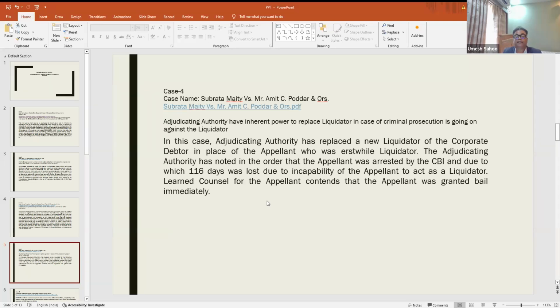Learned counsel for the appellant contended that the appellant was granted bail immediately. The appellant's contention was that he is not proved as an accused. Whatever criminal conspiracy or criminal proceeding has started against him, it is not determined. Still, how could he not act as a liquidator? Sir, my point of view is that some criminal offense is alleged against me, which is not determined. Whether for this reason I should be removed from the liquidator or RP office.